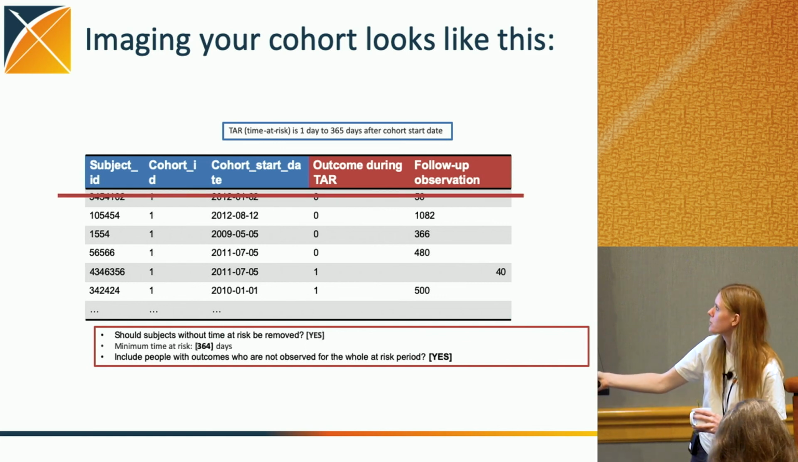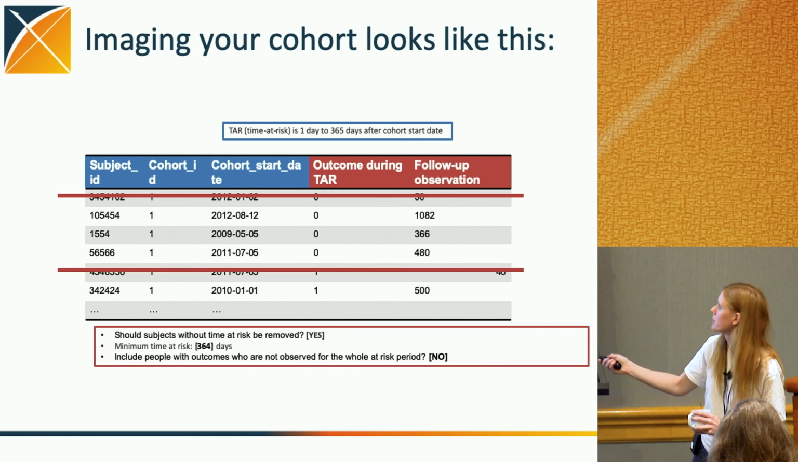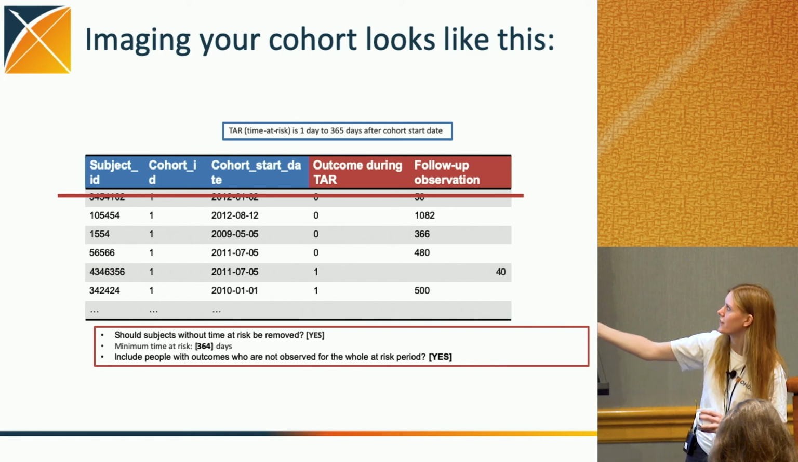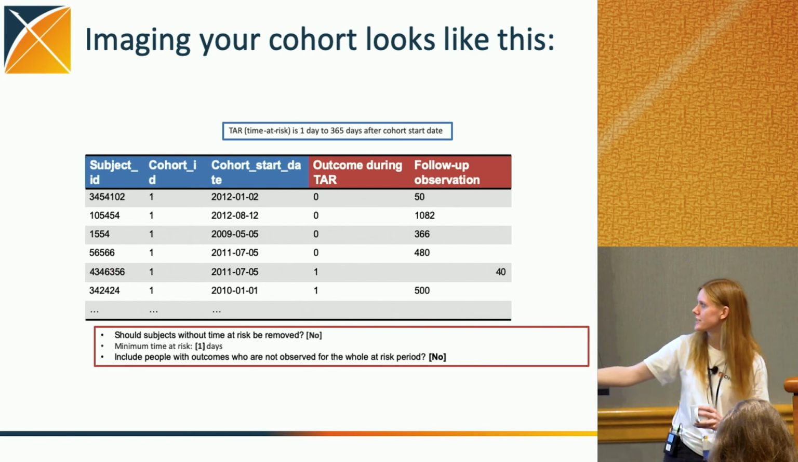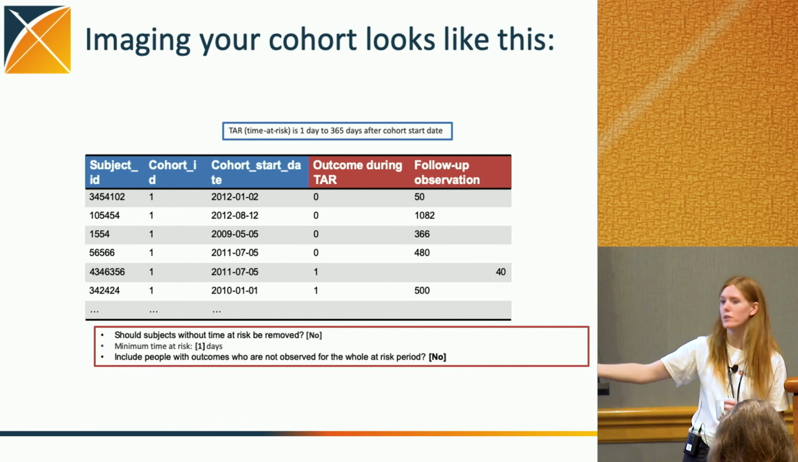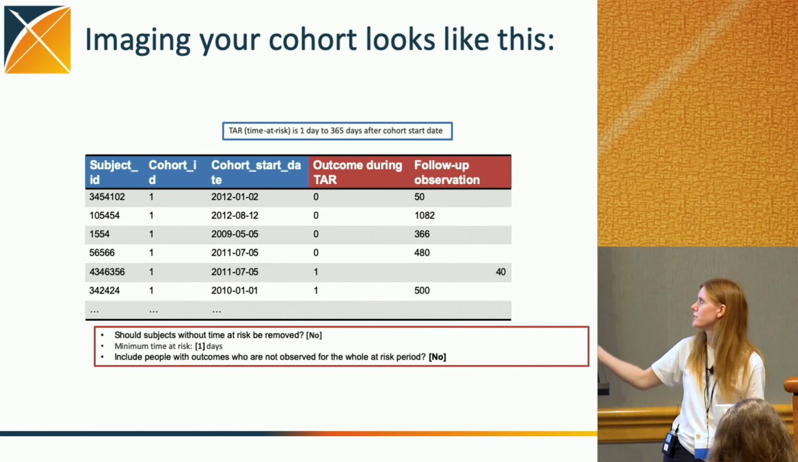And then you have the option of, but this person's still removed because they didn't have the outcome. And then you can say, okay, should people with time at risk be removed? No. So I'm just going to keep everyone. I know there's going to be some noise.